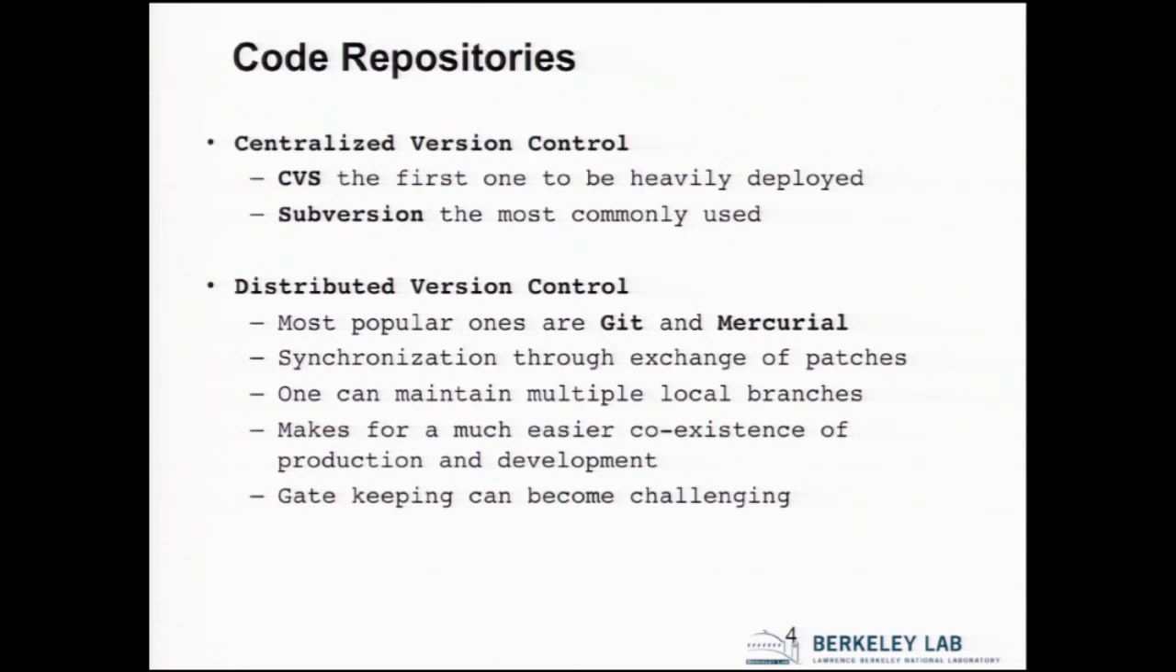distributed version controls, of which the most popular are Git and Mercurial. So in centralized version control, the synchronization happens to the central place where the repository is located, whereas in distributed version control, your synchronization happens through exchange of patches.